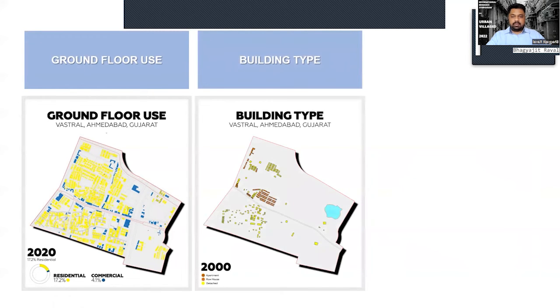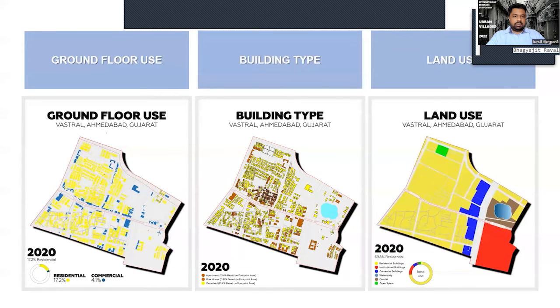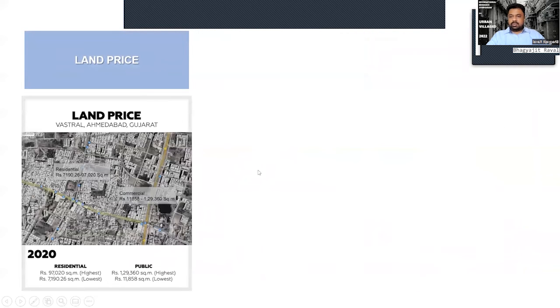Now the building type. There are different building types, whether an apartment, a row house, or a detached house. This is the result and mapping in 2010 and 2020. Next, land use. So this is the land use in 2020. You can see 70% is residential. Land prices: you can see the land prices in residential and public areas.